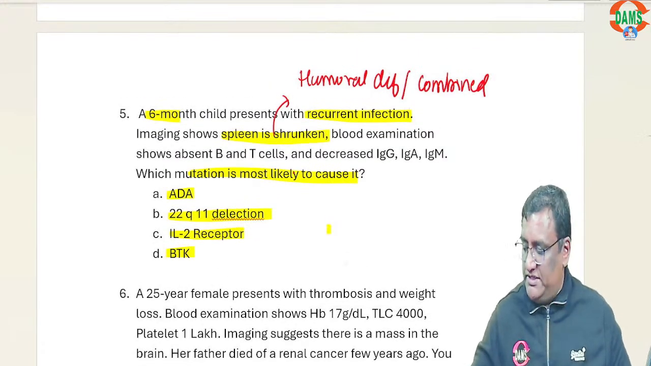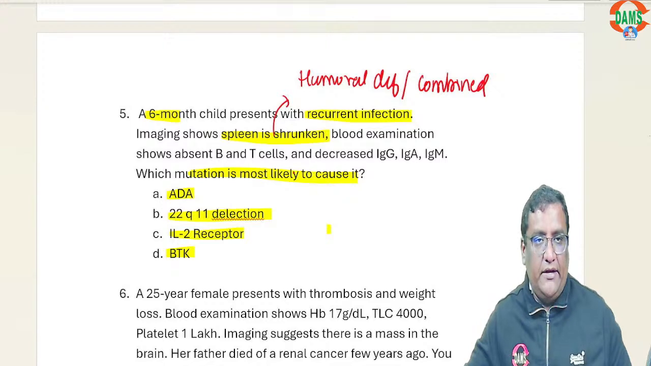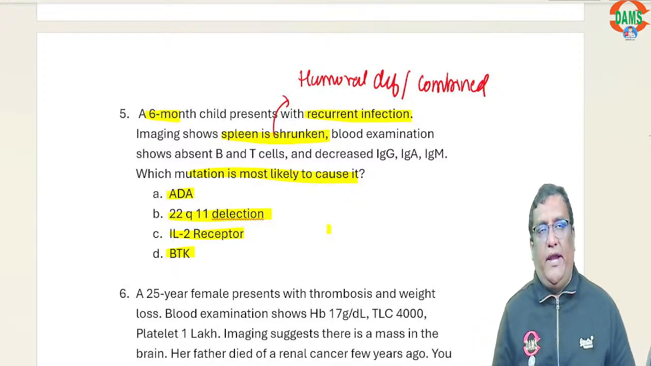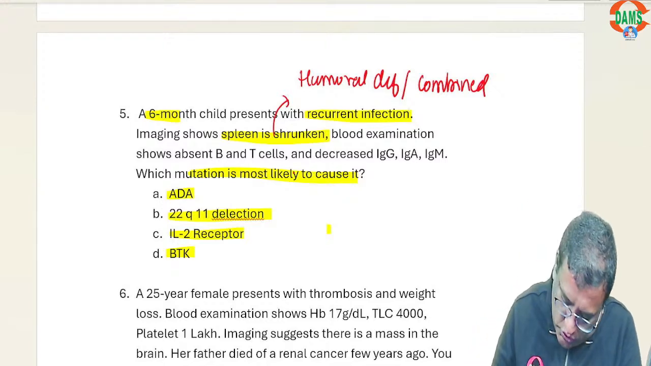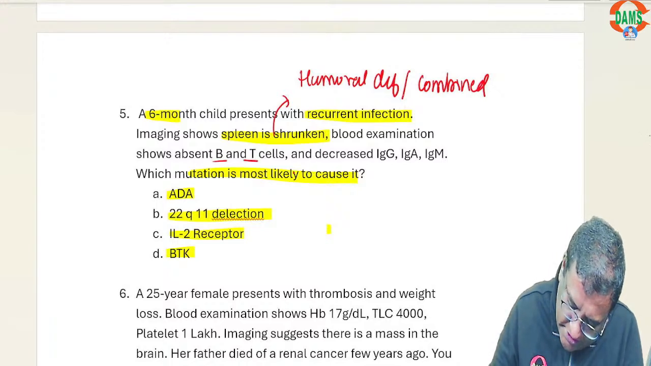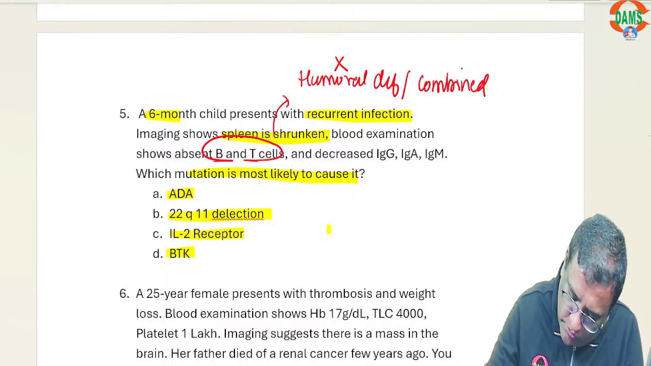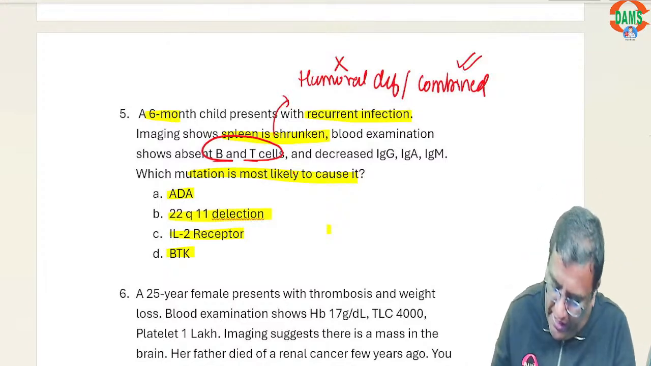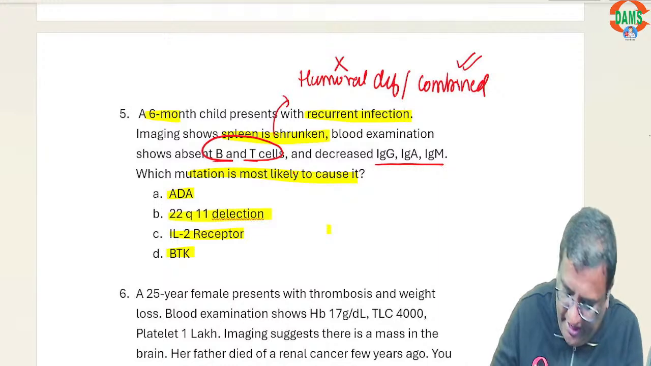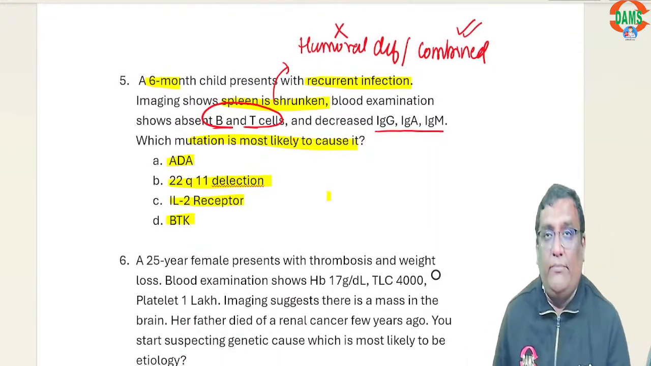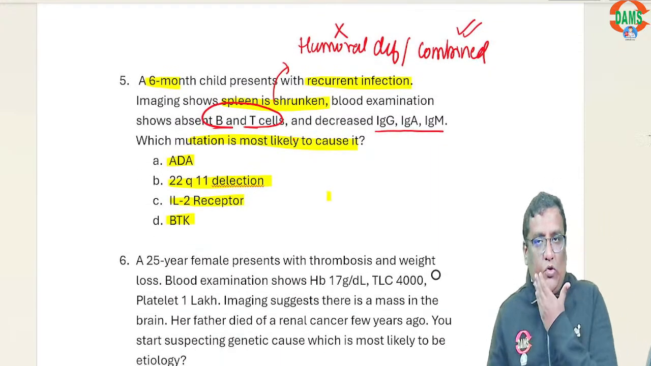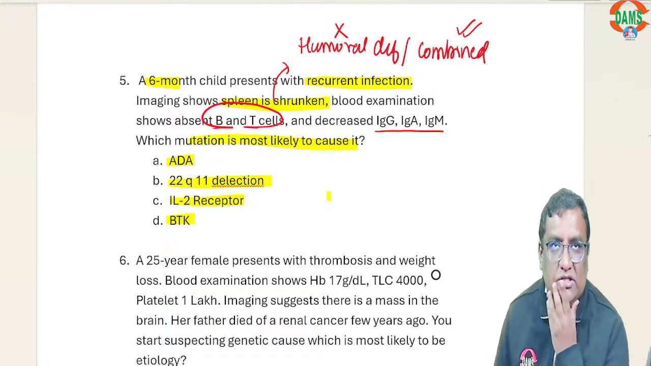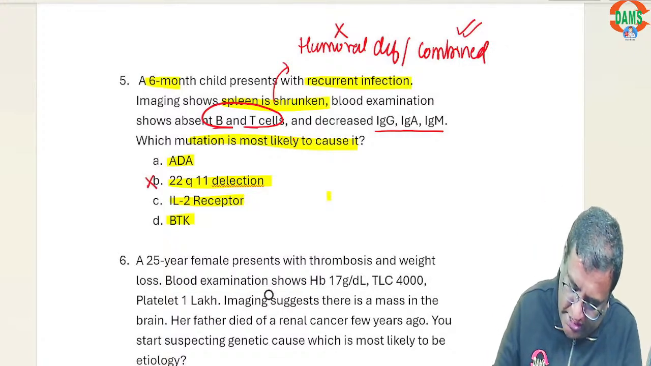So this is what I'll be suspecting at the beginning. Next, blood examination shows absent B, absent T. So now my diagnosis is not humoral. My diagnosis is definitely combined immunodeficiency. And the decrease in IgG, IgA and IgM is also making a diagnosis of combined immunodeficiency. So what is the most likely mutation to cause it? It is not option A. It is not option B, because that is DiGeorge syndrome.